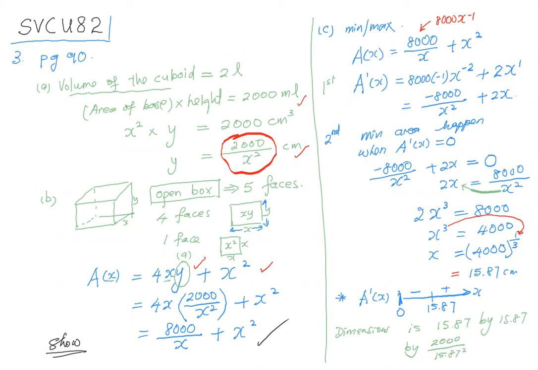15.87 square. Okay, can someone give me the answer? I got 7.9. Okay, 7.9. 9 what? 3 SF, please. 9.1. 9.1. Are you clear?